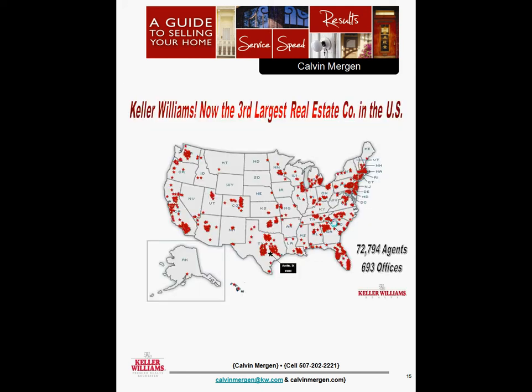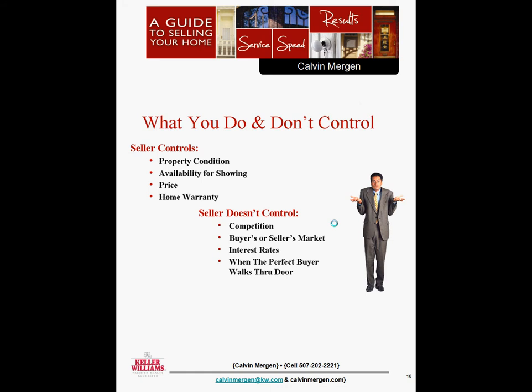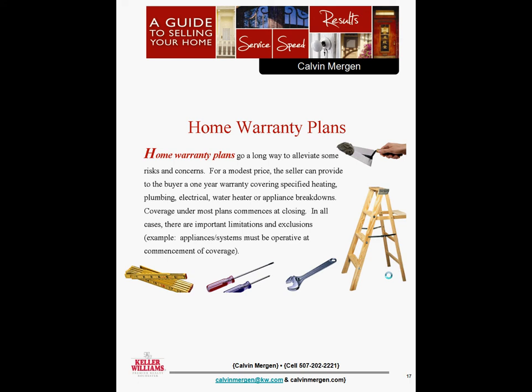And then also it just shows visually a map of that as well. What you do and don't control quickly summarizes that for the sellers. Your sellers control your conditions, your availability for showing, price, and home warranty, and sellers don't control these items right here. I'm going to kind of quicken up here. I'm running out of time on this video. Home warranty plans just quickly summarizes that.